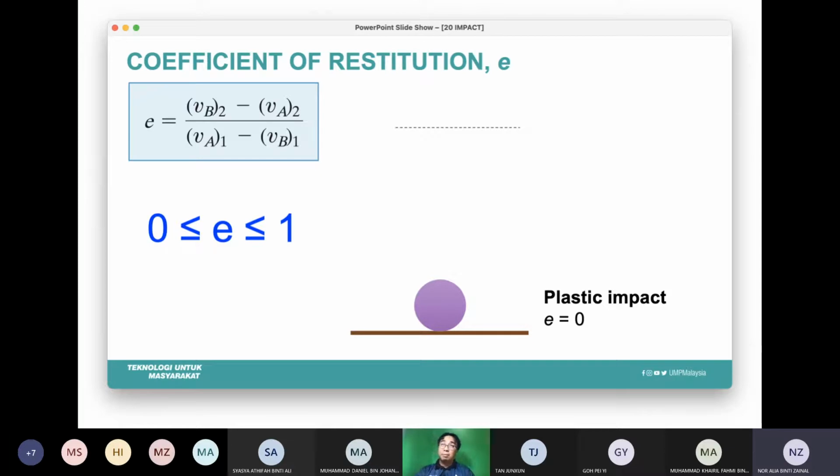You tak akan berlaku dalam dunia ini di mana you drop a ball from 1 meter and then tiba-tiba dia rebound pergi 1.5 meter. So that will never happen in this world. Okay, so coefficient of restitution akan jadi in between 0 to 1 only. Okay, do you have any question on the coefficient of restitution?